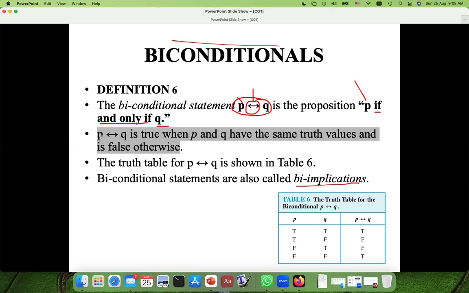So what is the definition then? P bi-implication Q would be true if P and Q, these two columns, have the same truth values, either both true or both false, and false otherwise. For example, here both values are the same, so it is true. Here both values are the same, so it is true. And false otherwise. Here different, false. Here different, false. This is the truth table.